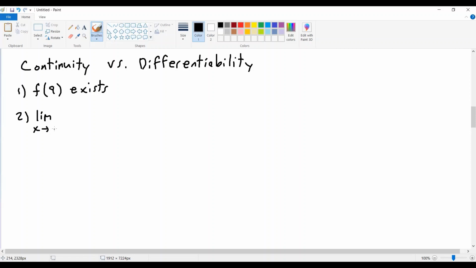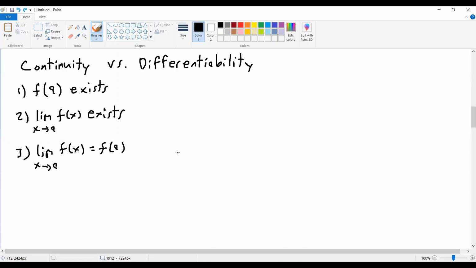The limit as x approaches a of f of x needs to exist. So there's where limits come in as a concept. And then we want the limit to coincide with the function value. Visually, it's basically like substituting a in for x. That's continuity. Now, here's where differentiability comes in.